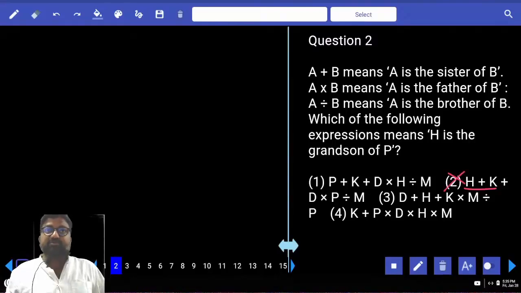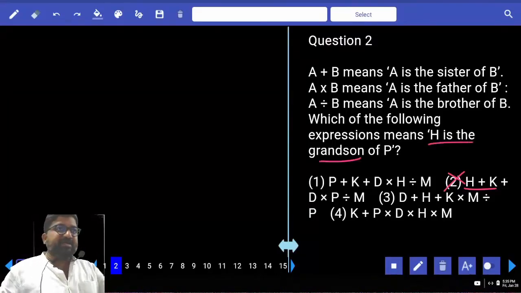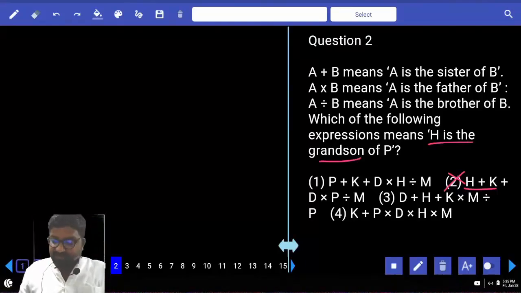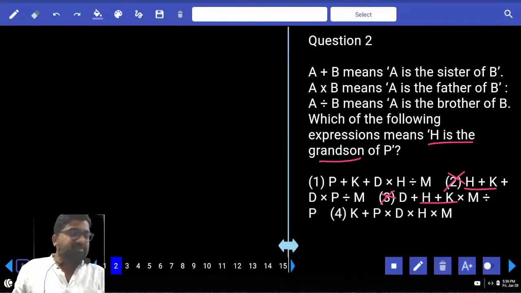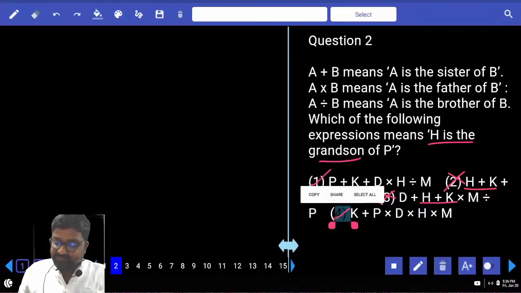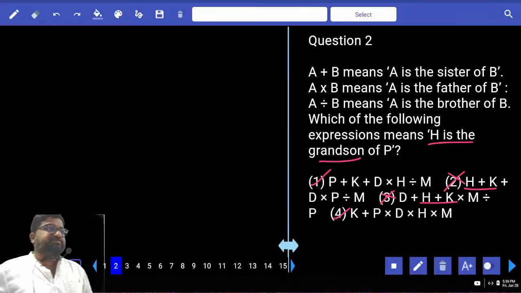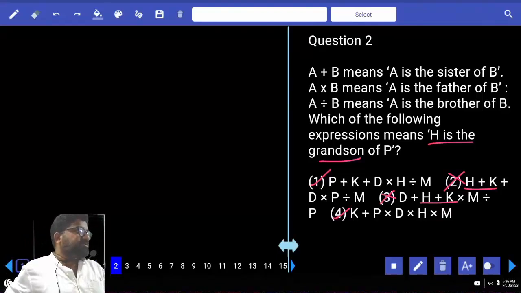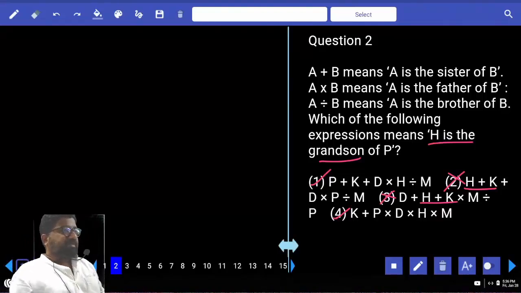Will I get the answer from 2? Why? Because according to the question, H is the grandson of P and H should be male. Go to the third option again, H plus K. H is the sister of K. Will the third option be the answer? No. Fourth option, H into M. H is the father of M. Maybe. So your answer is maybe 1 or 4. Understood? Yes or no? So think like this.